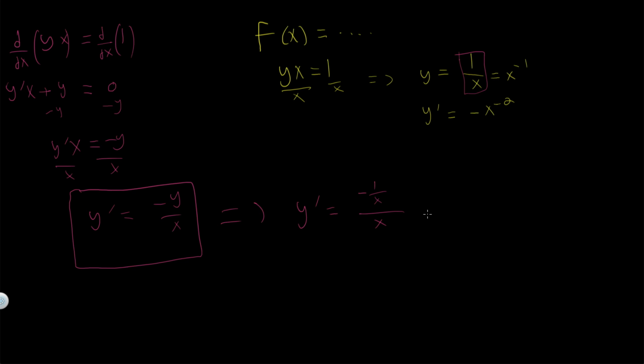And this is just equal to negative 1 over x squared, which we can rewrite as negative x to the negative 2. And that's actually the same exact thing that we got there. So that's good. Now let's do an example where we actually have to use implicit differentiation.